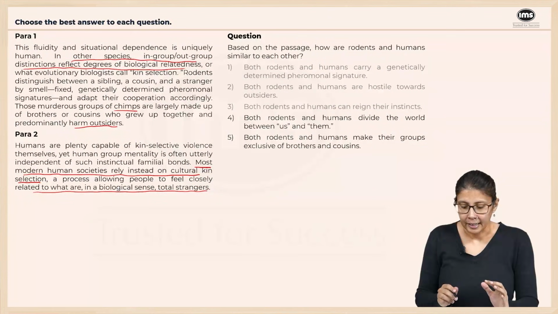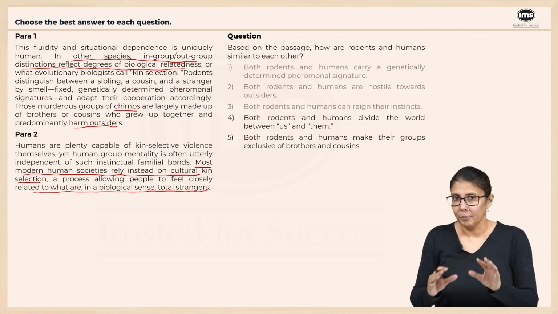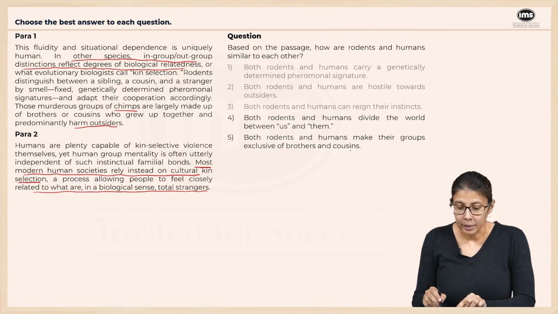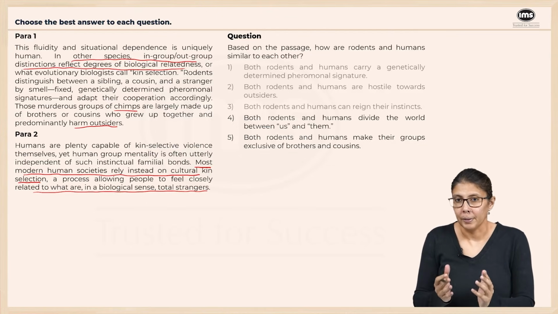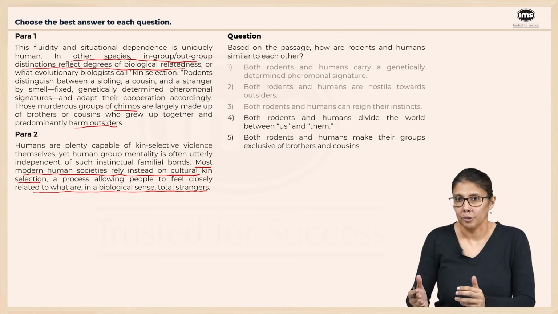Now option 5 says both rodents and humans make their groups exclusive of brothers and cousins. So this option was a little difficult for me to understand because it could mean two opposite things. It could mean that rodents and humans only include brothers and cousins in their groups. That is one meaning. Even if that is the meaning, this option is definitely not true because humans can relate to people who are biological strangers. So that way option 5 doesn't work.